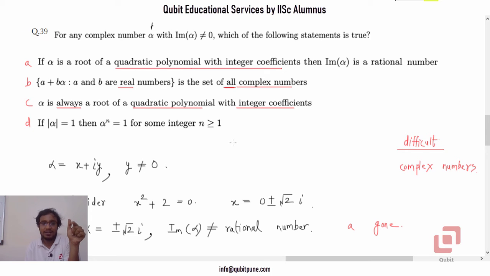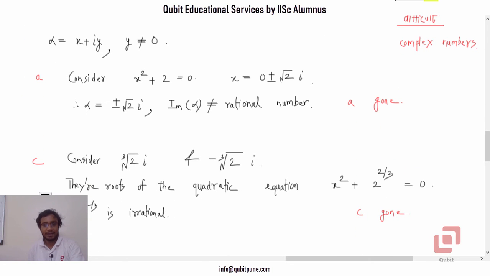If alpha is a root of a quadratic polynomial with integer coefficients, then the imaginary part of alpha is a rational number. So we will now pick a quadratic polynomial with integer coefficients and we will find that the imaginary part of alpha is not rational. That will disprove A. It's very simple. I have picked the quadratic equation x squared plus 2 equal to 0. Note that it is a quadratic polynomial with integer coefficients, the coefficients being 1, 0 and 2.